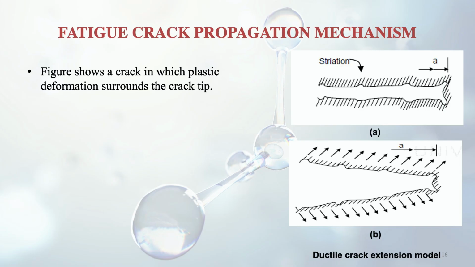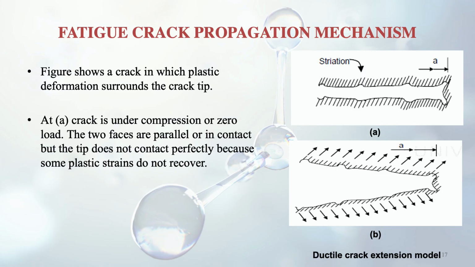The first figure is A, if you can see. So it shows a crack in which the plastic deformation surrounds the crack tip. You can see the crack tip towards the left hand side of the figure A. So at A, crack is under compression or zero load. So no load is acting on this in the initial situation. The two faces are parallel, as you can see in the figure, or in contact, but the tip does not contact perfectly. And why is it so?